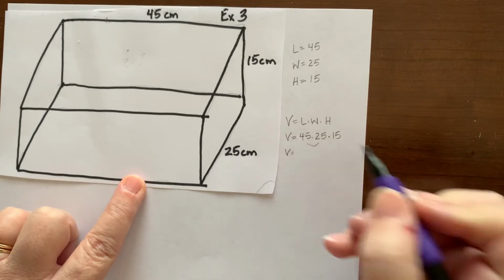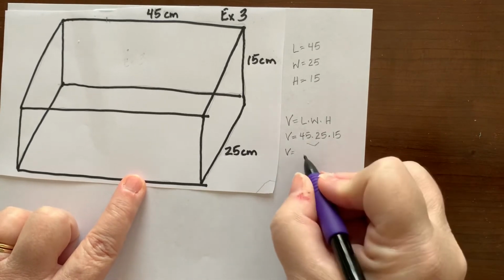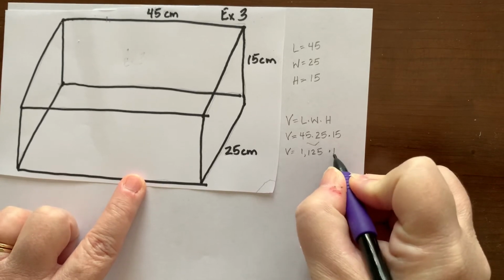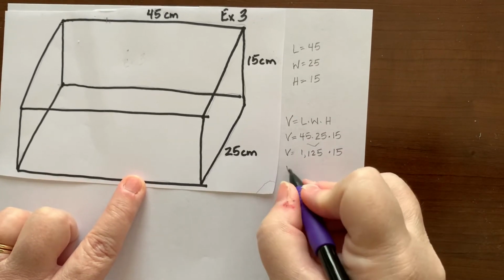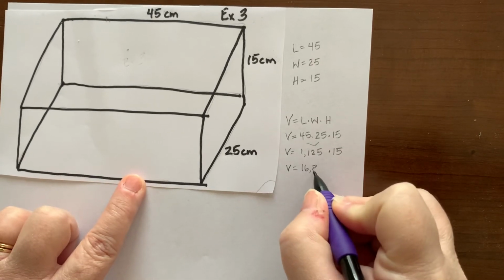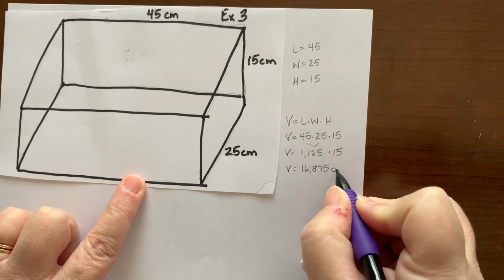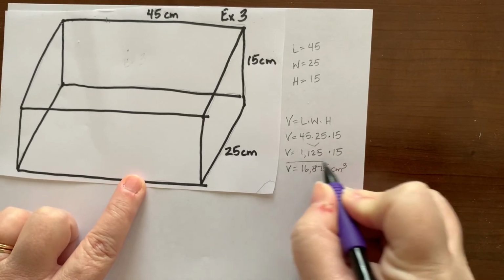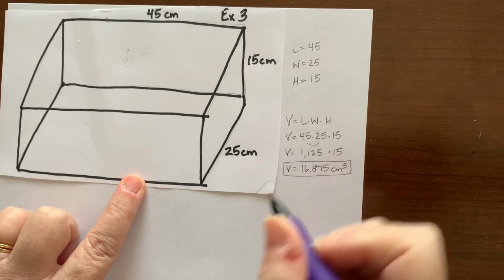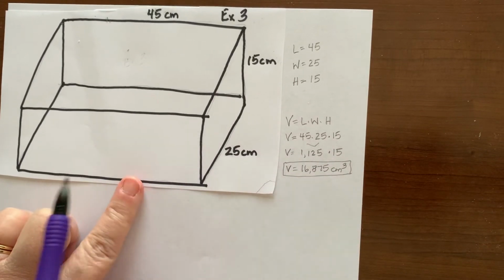I'm going to go ahead and multiply 45 times 25. That gives me 1,125. And then I have to multiply those 2 numbers by 15. And I end up with a pretty big number here, 16,875 cubic centimeters.